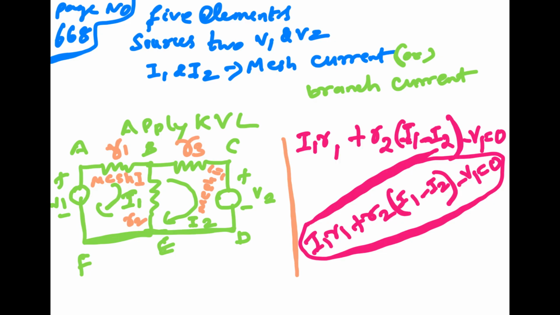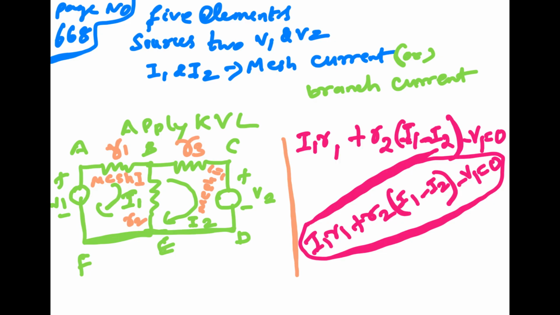Apply Kirchhoff's voltage law and Ohm's law. Ohm's law says V is IR. Kirchhoff's voltage law says the algebraic sum of the voltages around any closed loop is 0. A, B, C, D, E, F is not a mesh. Only A, B, E, F is a mesh, and B, C, D, E is a mesh.